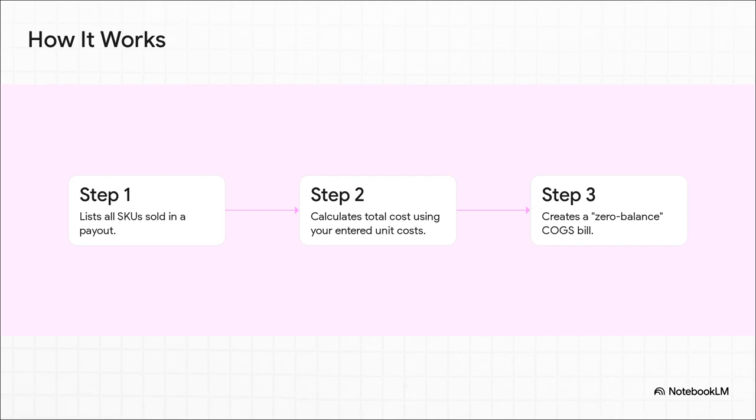What's happening behind the scenes is basically a three-step dance. For every single payout, the system first lists all the products, the SKUs, that you sold. Then it crunches the numbers and calculates their total cost based on the prices you entered. And finally, it creates this special kind of bill that records it all perfectly in your accounting software.